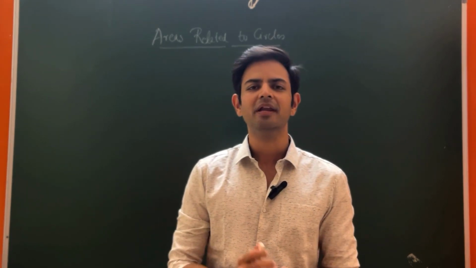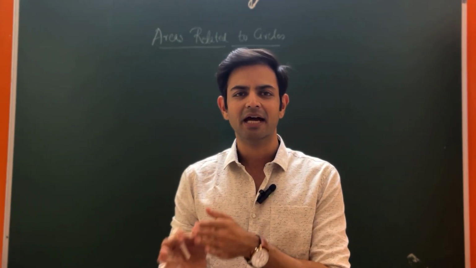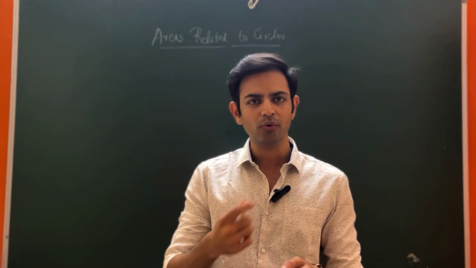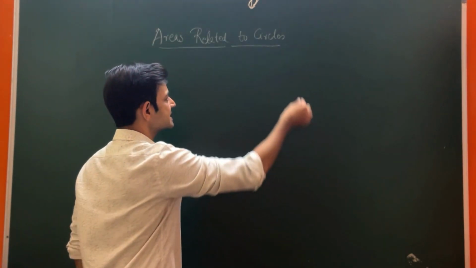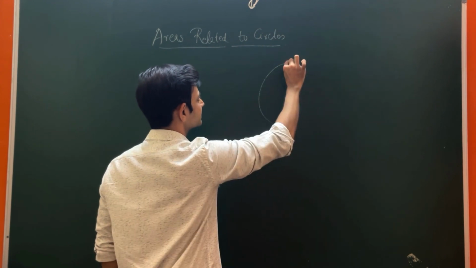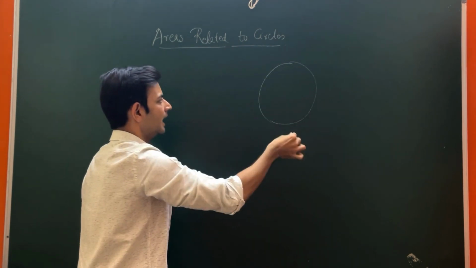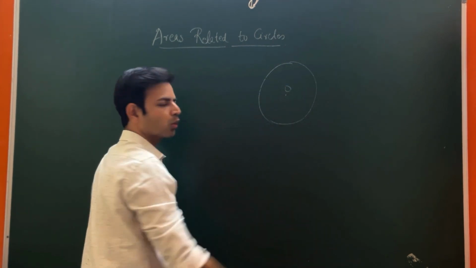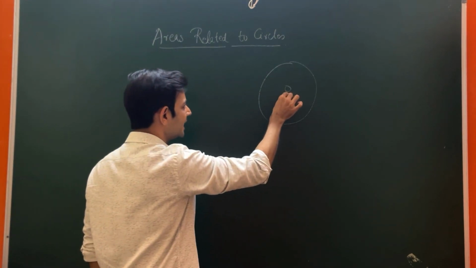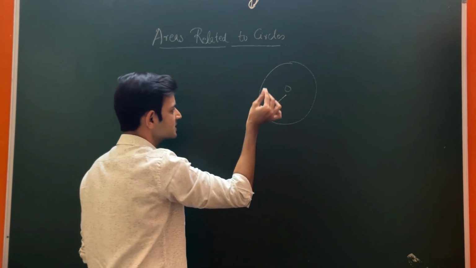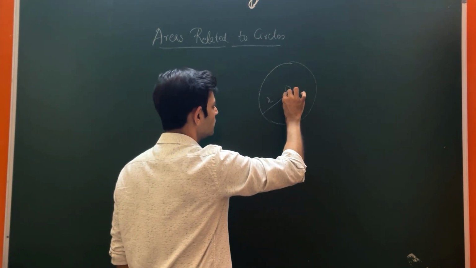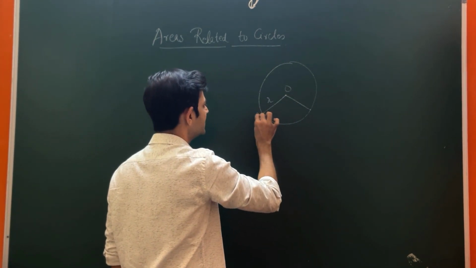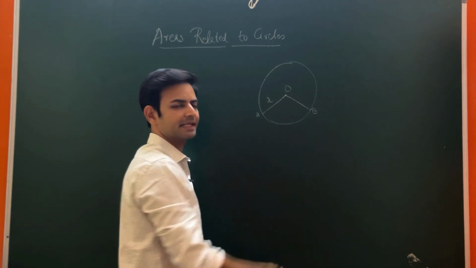In this video, we'll understand the concept of areas related to circles. Before going to the concept of this chapter, let's revise a few things here. First, let's say this is the circle with the center O. If any line from the center touches the circle, that is called the radius. So, OA and OB here are the radius.